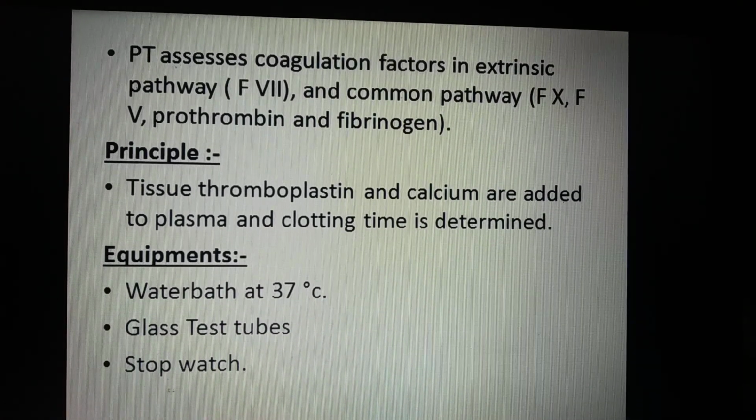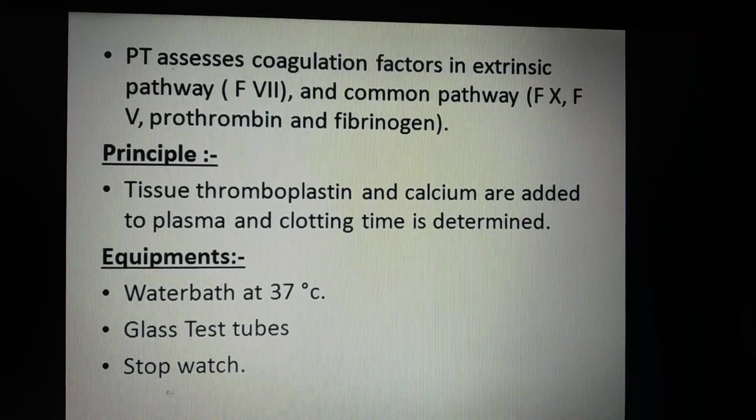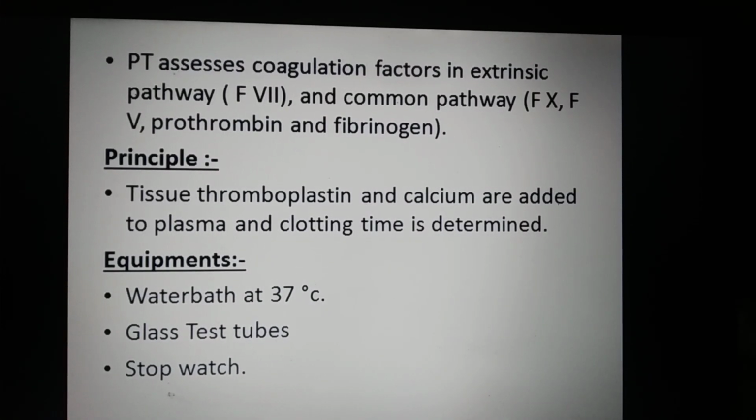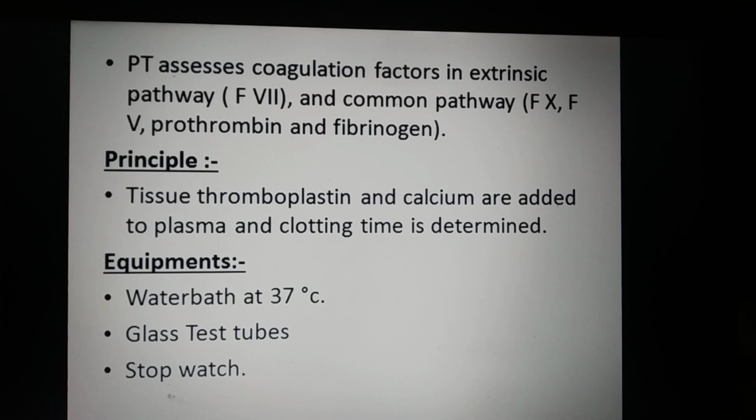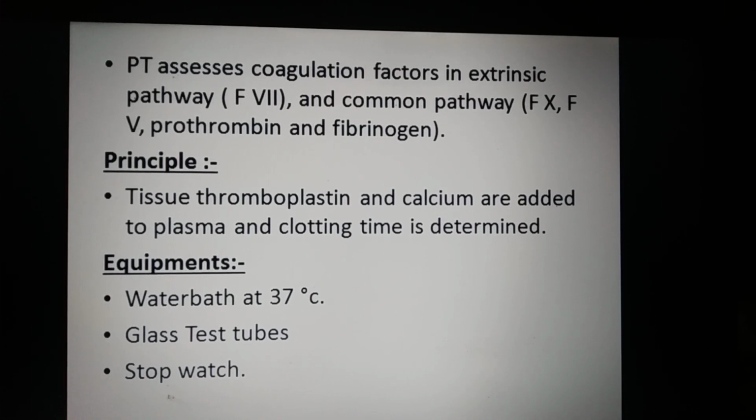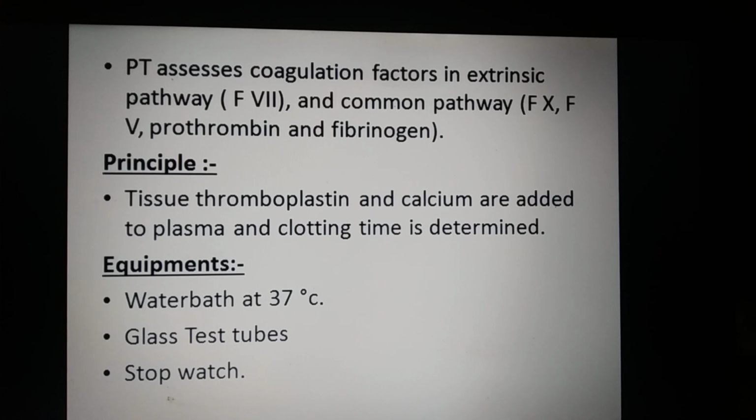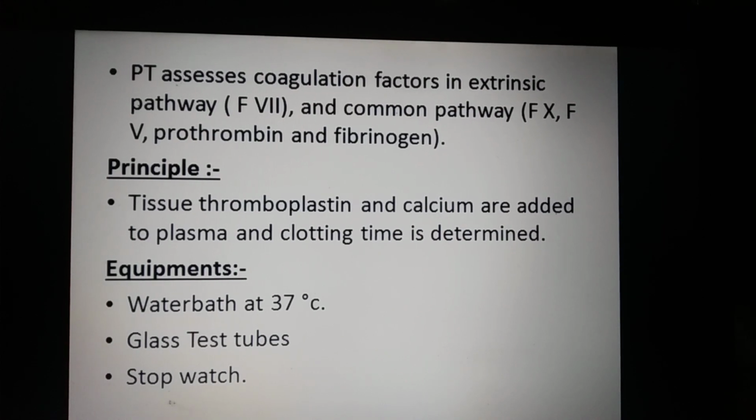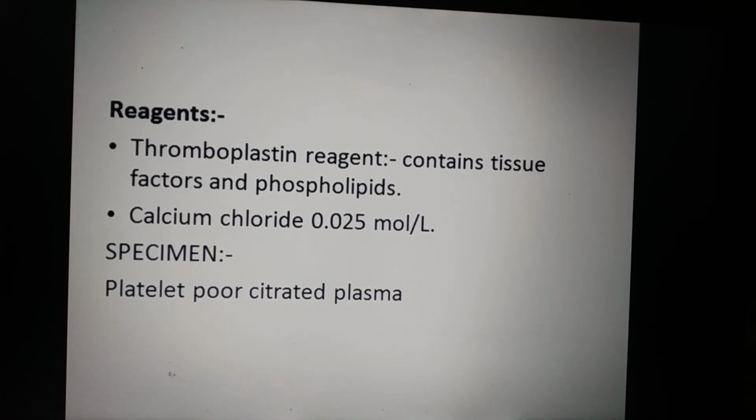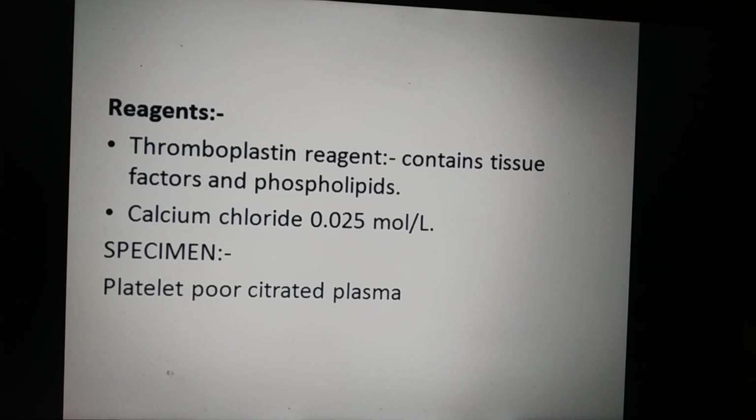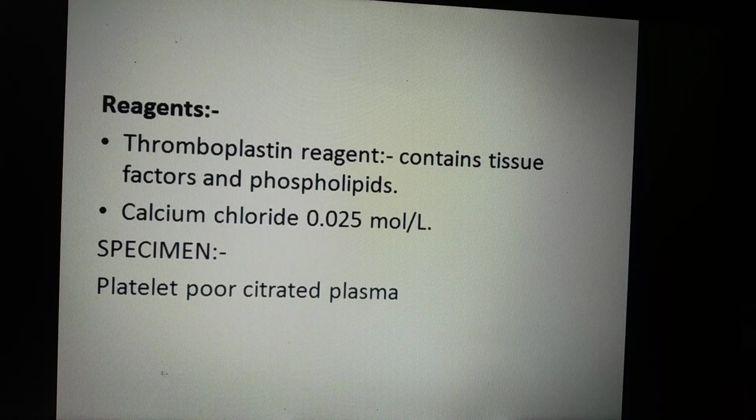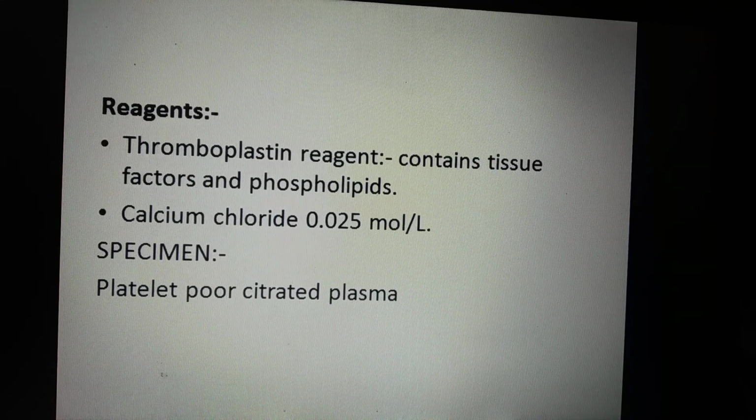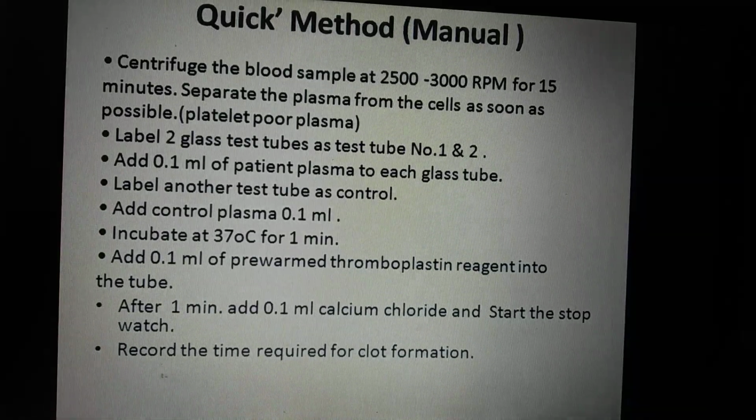Prothrombin time assesses coagulation factors in the extrinsic pathway, that is factor 7, and the common pathway, factors 10, 5, prothrombin and fibrinogen. The principle of this test is that tissue thromboplastin and calcium are added to the plasma and clotting time is determined. We need a water bath, a glass test tube and a stopwatch. The reagent we need is thromboplastin reagent, which contains tissue factors and phospholipids, and calcium chloride. And the specimen here is platelet poor citrated plasma.